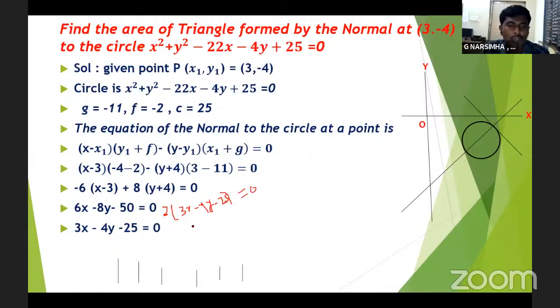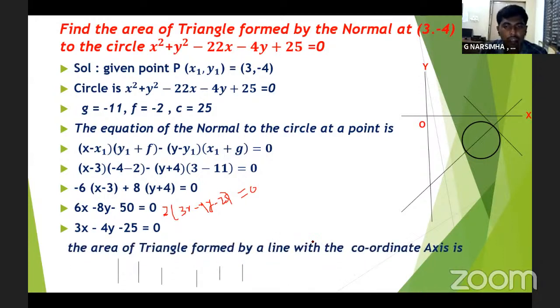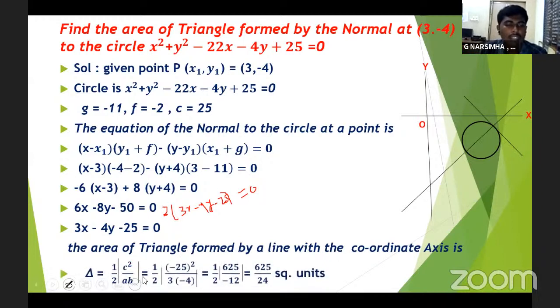Just transpose 2 to the RHS. Therefore, the equation of normal is 3x minus 4y minus 25 equals 0. Here it is of the form ax plus by plus c equals 0. As you know already, which we have discussed in the previous slide, the area of the triangle formed by the coordinate axes is half into modulus of c square by ab, where A is 3, B is minus 4, C is minus 25. C square, minus 25 whole square, by A into B, that is 3 into minus 4.